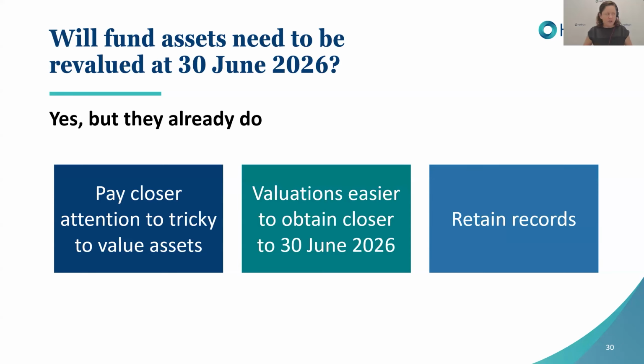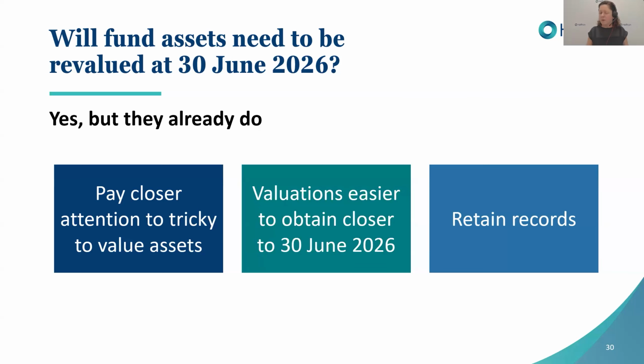So we're off to getting the question now was, will the fund's assets have to be revalued at 30 June 2026 if we're going to opt into this cost base adjustment? Well, look, they will, but we already revalue assets to market value every 30 June. This is no different, really. There's a little bit of extra complexity. It's really about paying closer attention to those tricky to value assets.